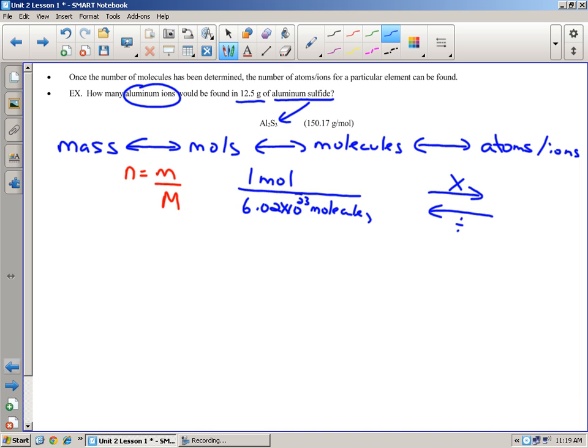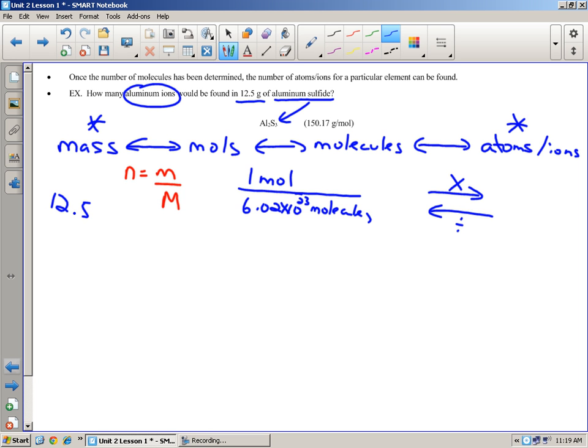Let's see. I got the mass. I got the molar mass. I could probably find N, right? Hey, I know N. I could find out how many molecules I have. Look, I'm already over to here. So very quickly, I've made my way from left to right, and I'm here right now, and I want to get to how many atoms or ions I have, yes? Okay? So, here we go.